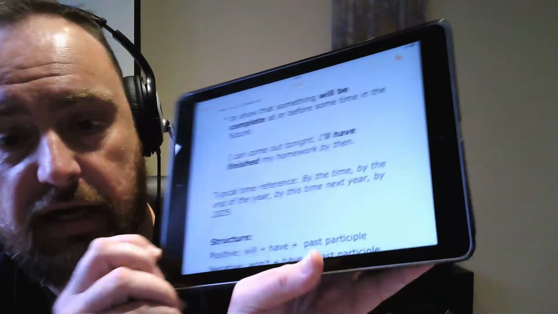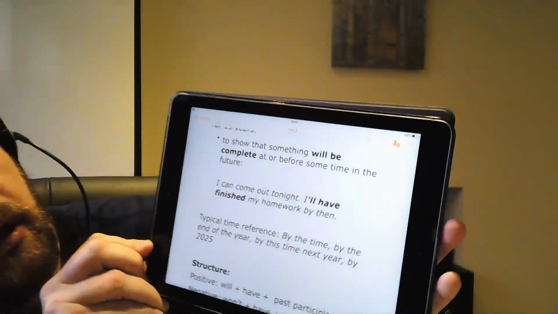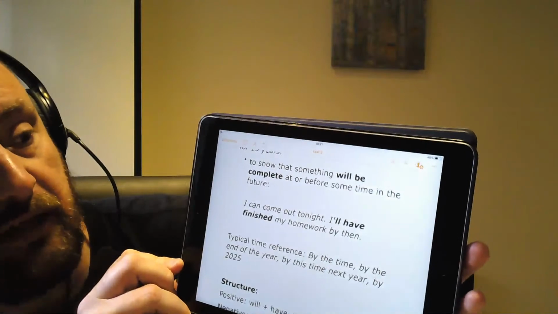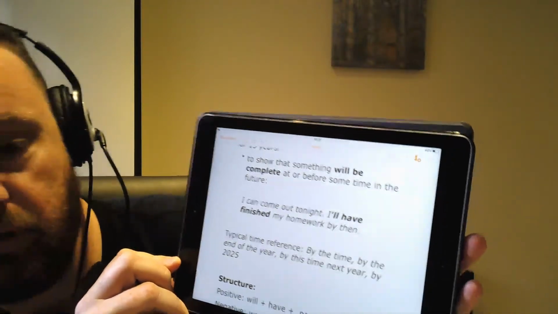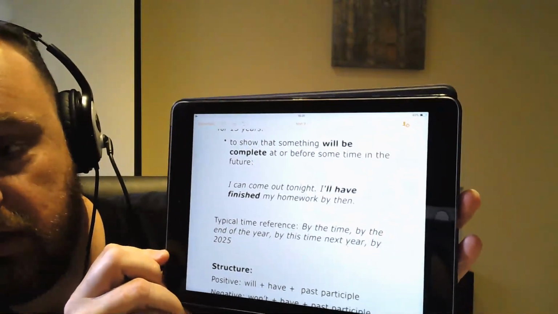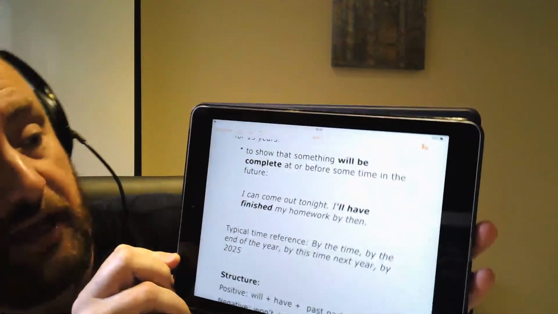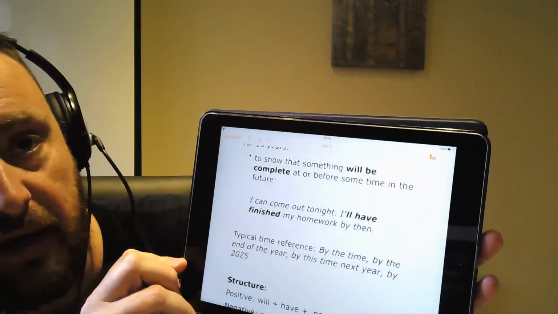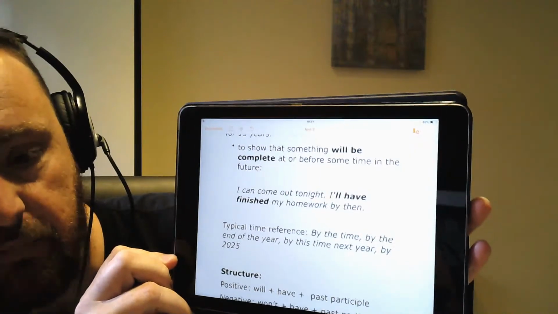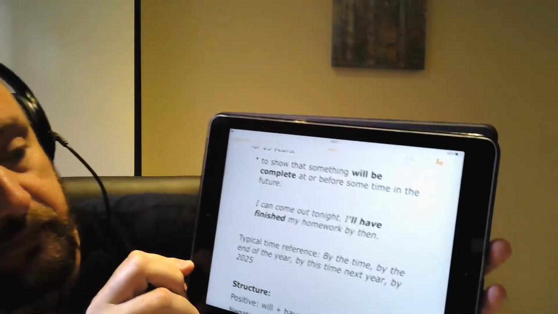So let's have a look at another example, and an explanation as well. Okay, so the explanation we have here is to show that something will be complete at or before some point in the future. So a point in the future in an example sentence is next year. So this will be complete by this time. It won't be in progress at that point, but it will be complete.